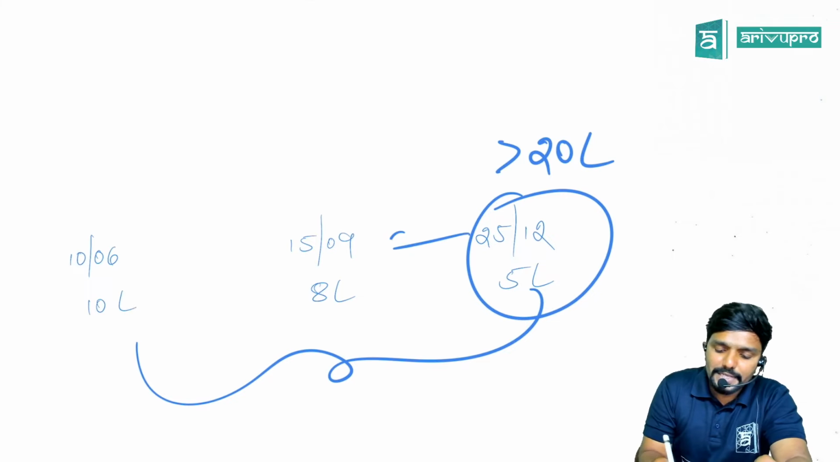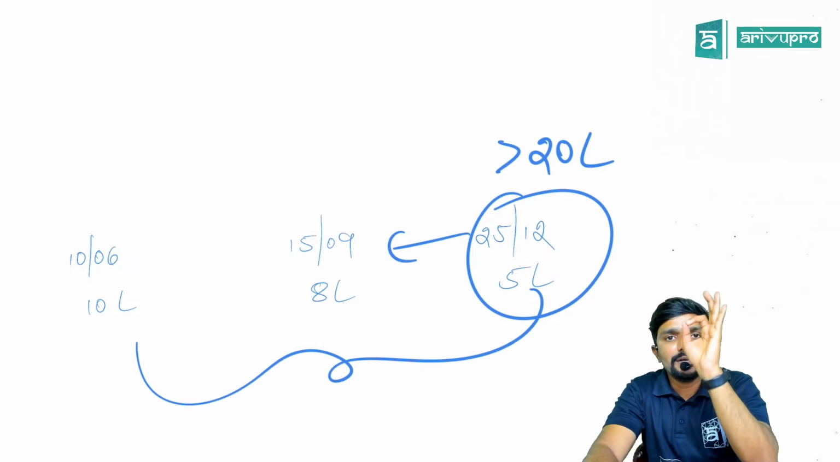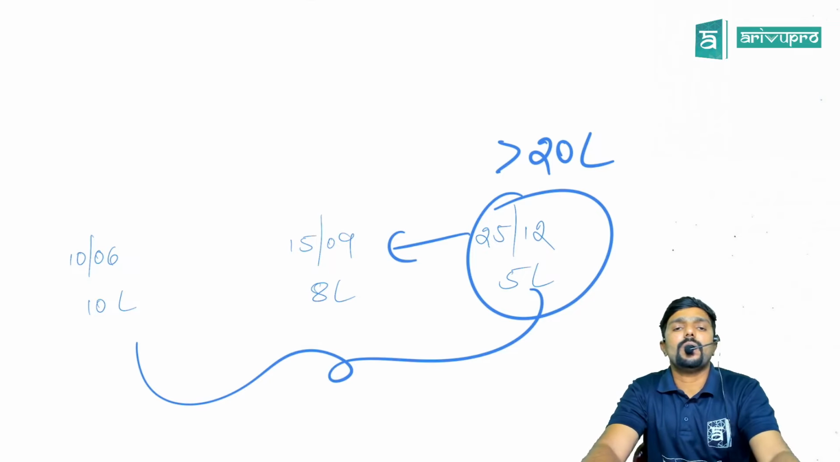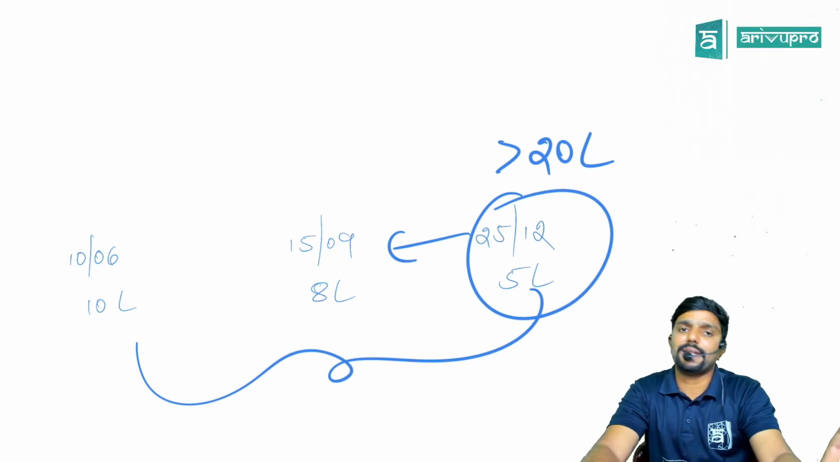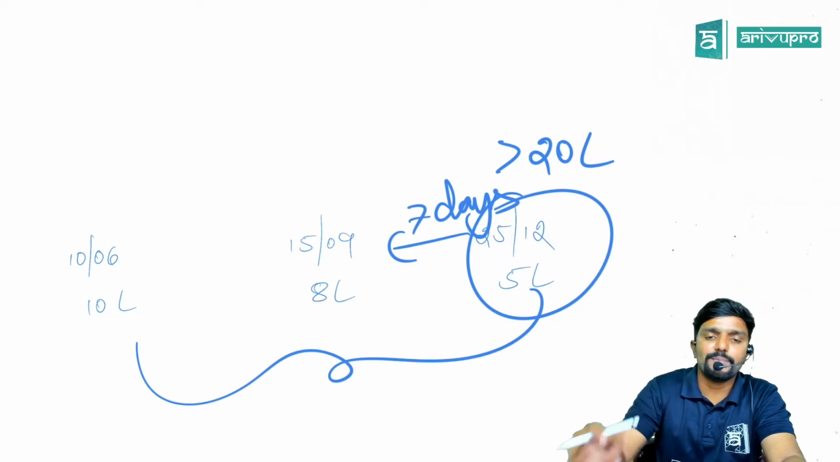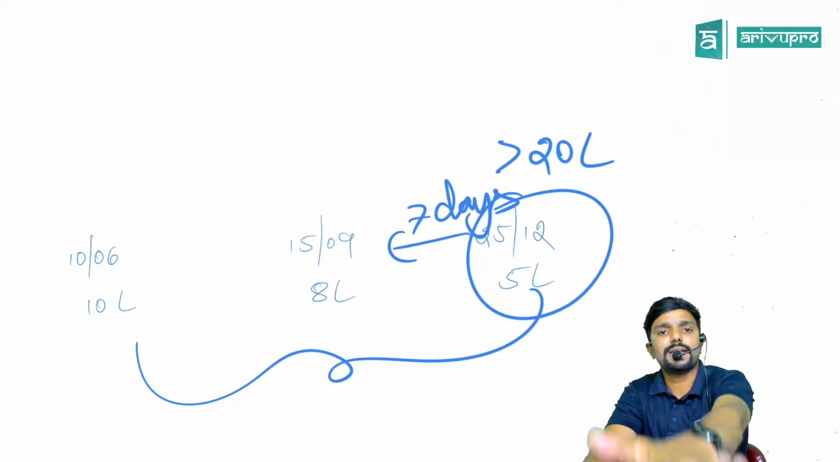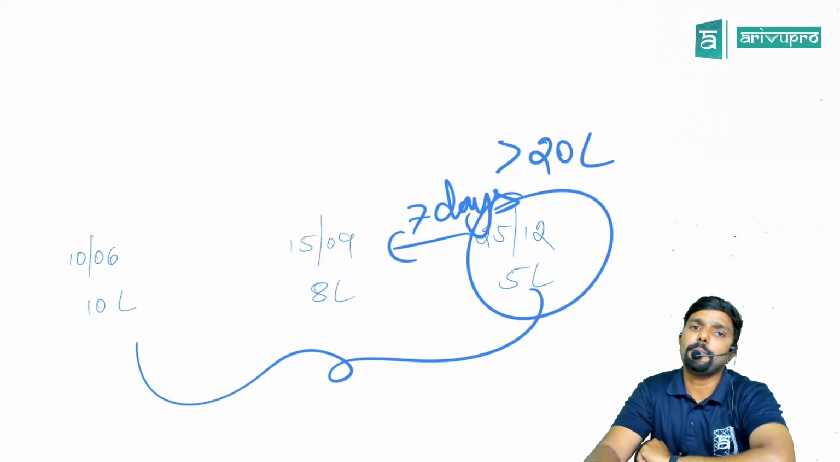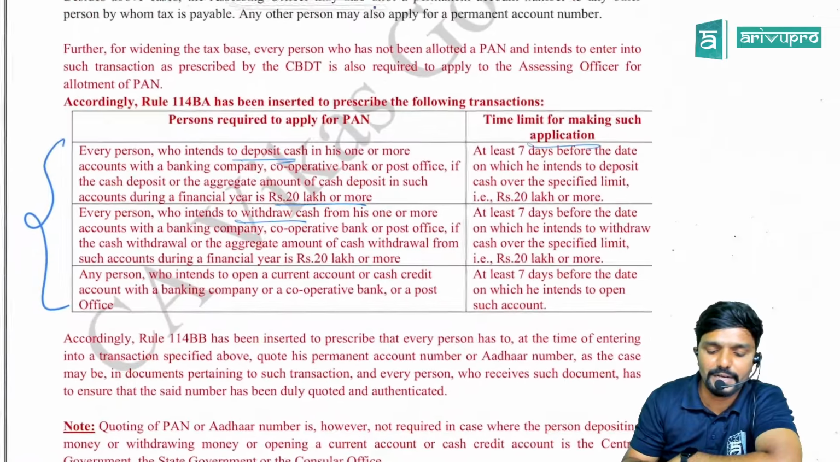So 7 days before this, at least make an application for PAN, and you should have obtained PAN on or before 25th December. Means at the time of depositing, you should have PAN in simple. So at least 7 days before this, you should have made an application for obtaining PAN and get the PAN, and at the time of depositing, please give your PAN. Clear? Same way for withdrawal.